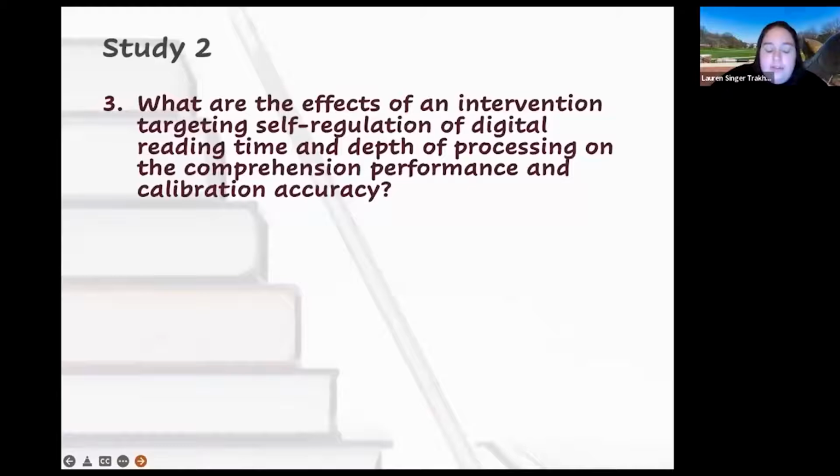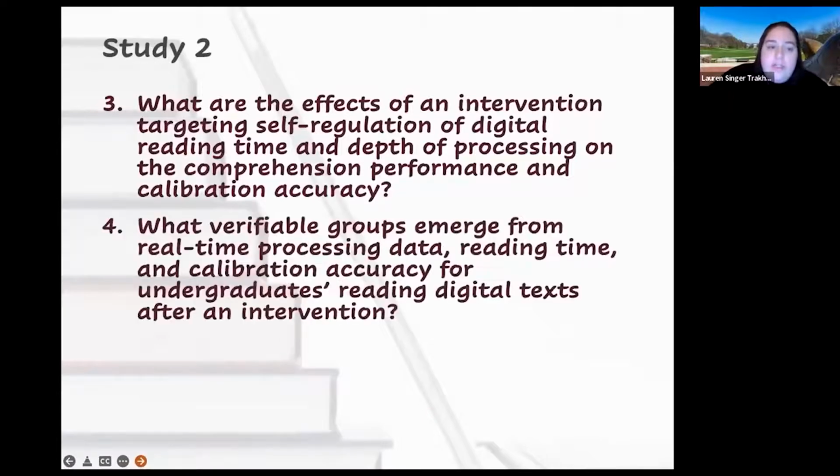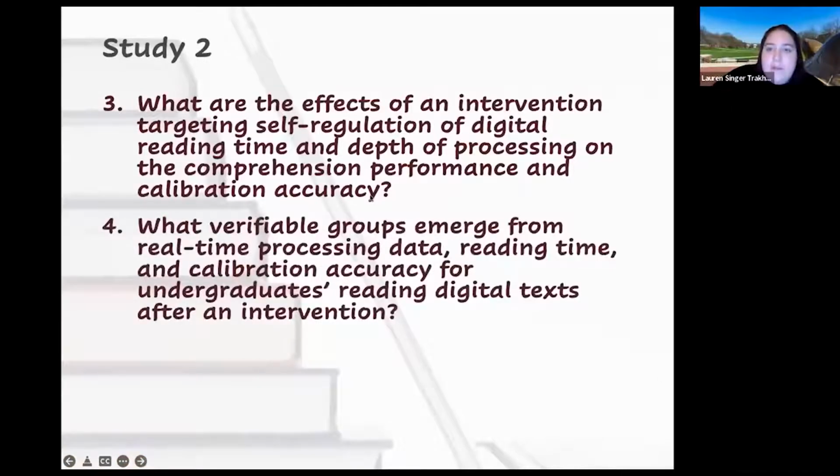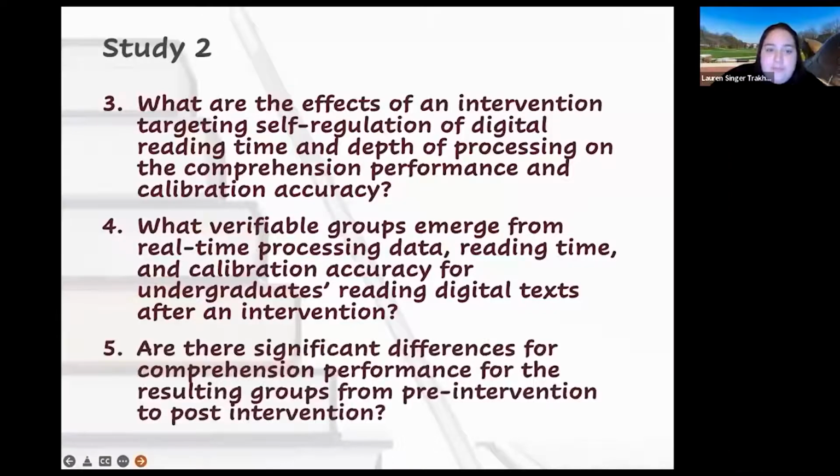This is where we introduce the intervention. So we wanted to know first, what are the effects of introducing just a quick intervention that targets self-regulation of digital reading time and depth of processing on comprehension and calibration accuracy. Then once we put the students through this intervention, we were curious to see, if we had them read a text digitally again and answer the same comprehension questions, what verifiable groups would emerge based on that processing data, reading time, and calibration and accuracy skills after that intervention.